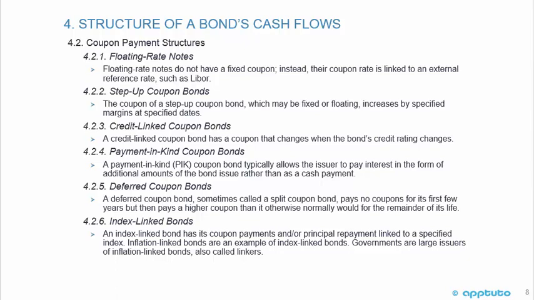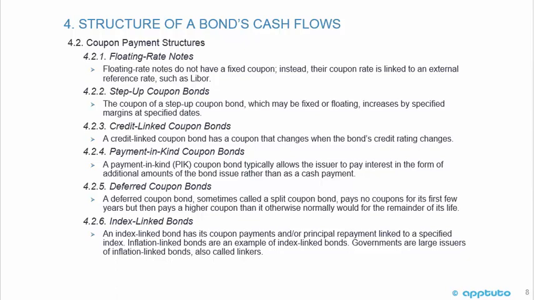A payment in kind, PIK, coupon bond typically allows the issuer to pay interest in the form of additional amounts of the bond issue rather than as a cash payment. Deferred coupon bonds. A deferred coupon bond, sometimes called a split coupon bond, pays no coupons for its first few years, but then pays a higher coupon than it otherwise normally would for the remainder of its life.